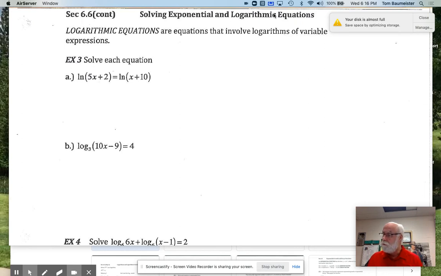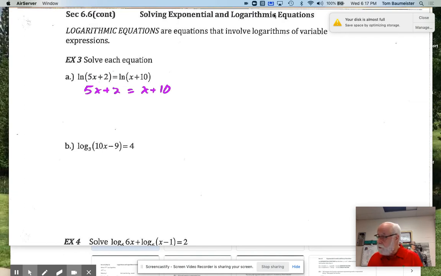All right. So logarithmic equations are equations that involve logarithms of variable expressions. So example 3, solve each equation. On this one right here, remember, logs are basically the inverses of exponents, right? So think the same thing here. If I have a natural log on both sides, then I can just say the insides are equal to each other. On this one, I can do that. So I can say that 5x plus 2 is equal to x plus 10.